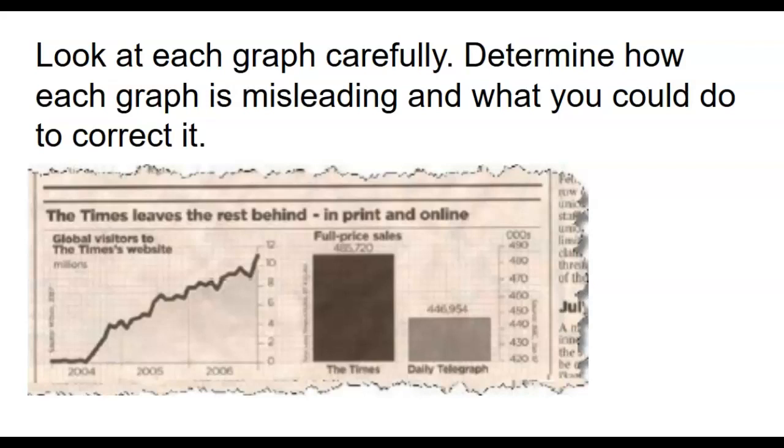The graph on the right does include data from another news group, but the vertical axis on the right does not start at 0. This makes it look like the Daily Telegraph has made less than half the full price sales than the Times, when the data actually shows it is only a difference of 38,000, or about 8%.